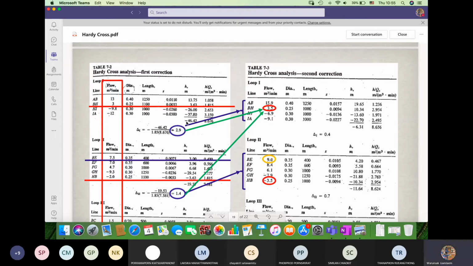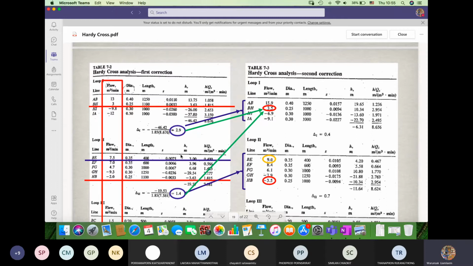Finally, we get negative 46.42. And in the last column, if you take the summation, you will get 8.676. So again, determine the delta. Delta is equal to minus the summation of the loss divided by X, as we are using the Hazen-Williams equation. So X is 1.85 times the summation of loss divided by the flow rates. Finally, we get this value, which is the delta obtained from loop number 1.